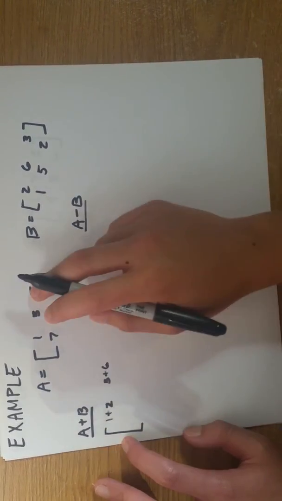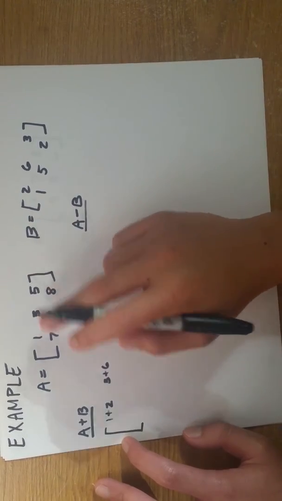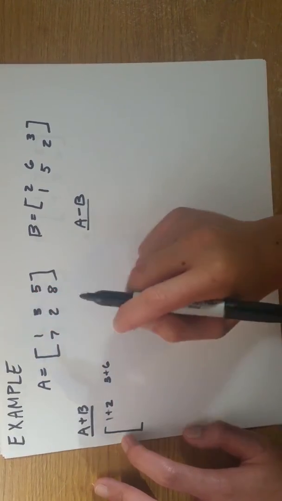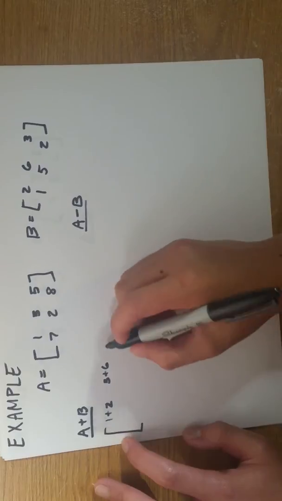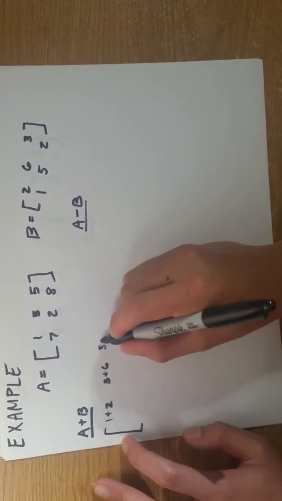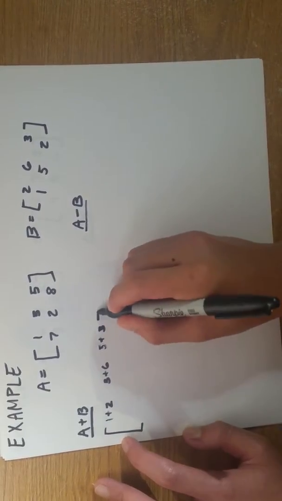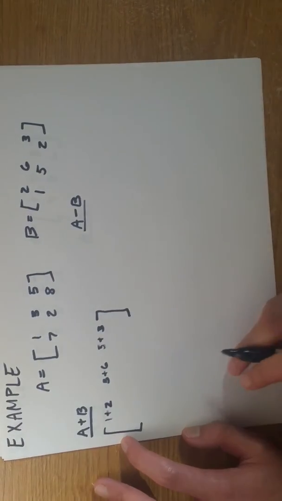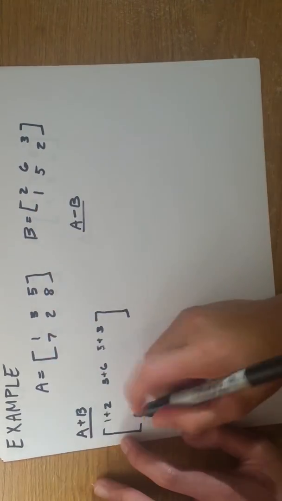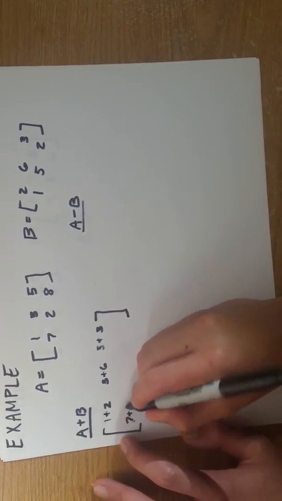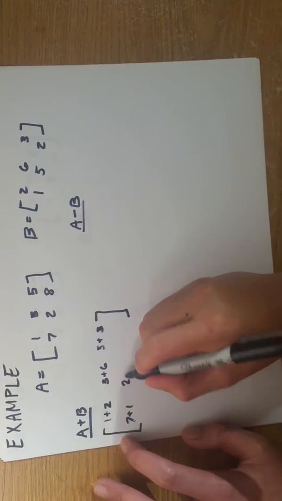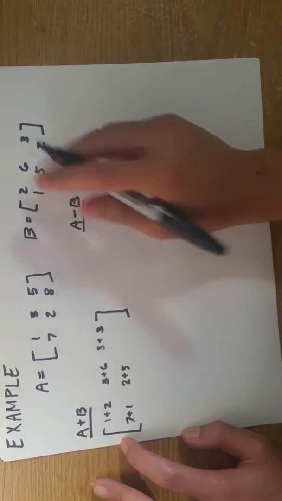And then here we go on to the next one, which is the third term of the first row. So it's 5 and 3. So 5 plus 3. And we would do the exact same thing on the bottom. So 7 plus 1 and 2 plus 5 and 8 plus 2.